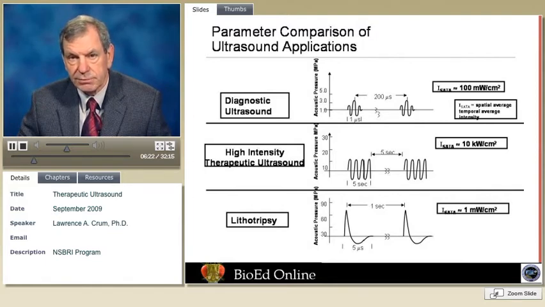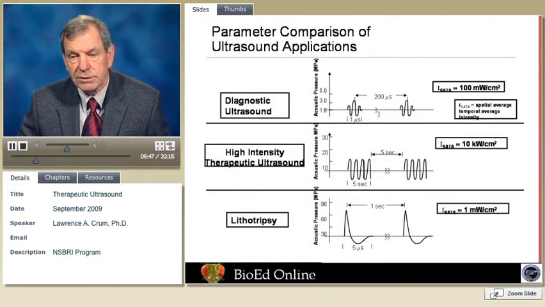So these pulses are typically quite short, on the order of a microsecond or so, and they're spaced apart a considerably long time with respect to the length of one pulse, say on the order of 200 microseconds, 200 times the length of the pulse. So one can say then that some measure of the intensity of the pulse is in the order of 100 milliwatts per centimeter squared as some unit.